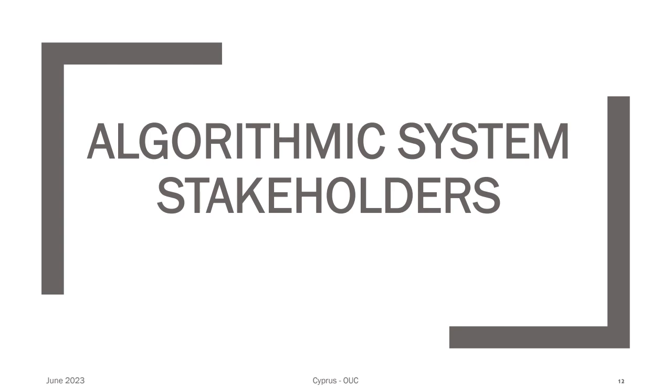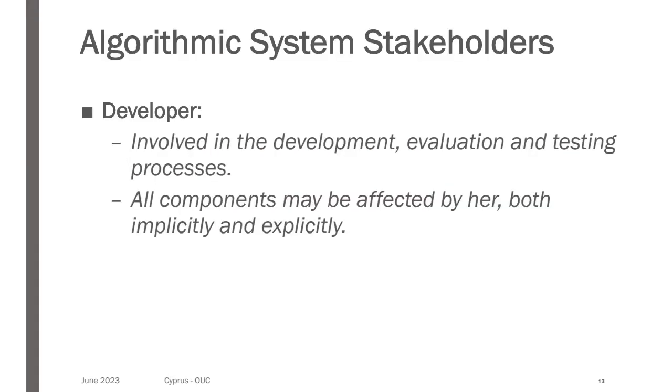Let us take a look and see who are the stakeholders of such a system, who may impact or be impacted by the system. So the first may be the developers. They are developing the system, they are testing it, they are making sure that there are no bugs, that it performs correctly, but they are doing the technical job. They make sure that all the components work, and we may note that implicitly or explicitly they impact the algorithm, they impact the behavior of the system, even without actually knowing it, and we'll touch it a little bit later.